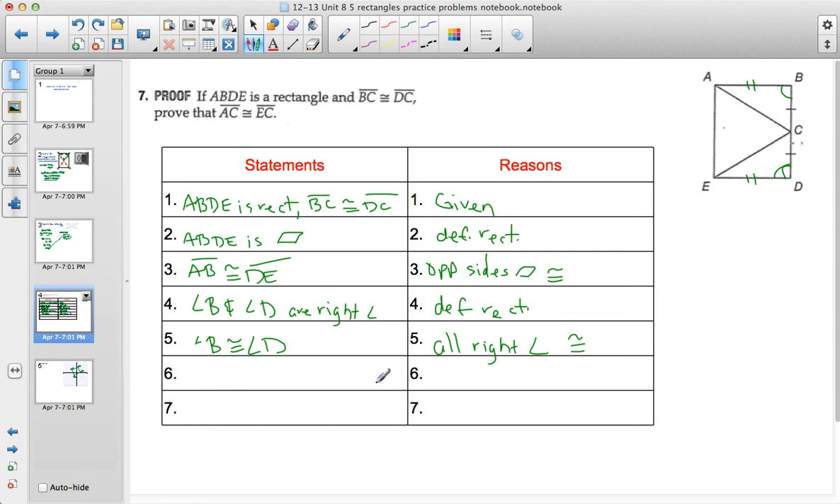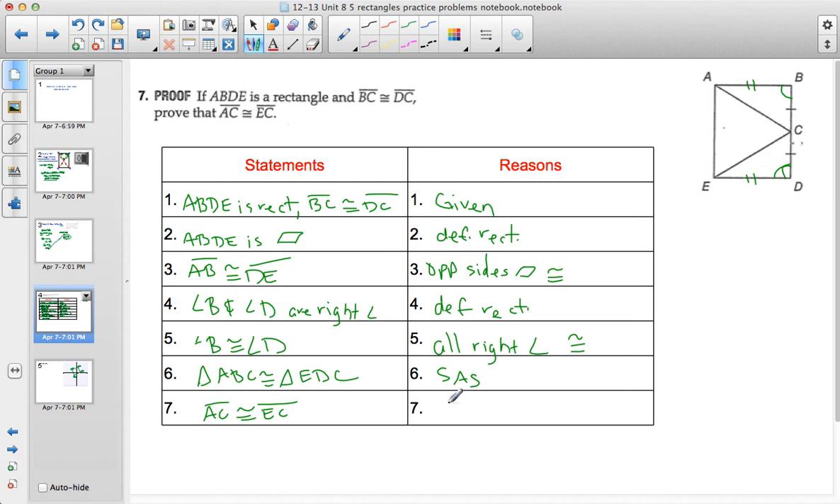So I can say that triangle ABC is congruent to triangle EDC, and that's by side angle side, SAS. And so because those two triangles are congruent, then AC is going to be congruent to EC. And that is based on CPCTC.